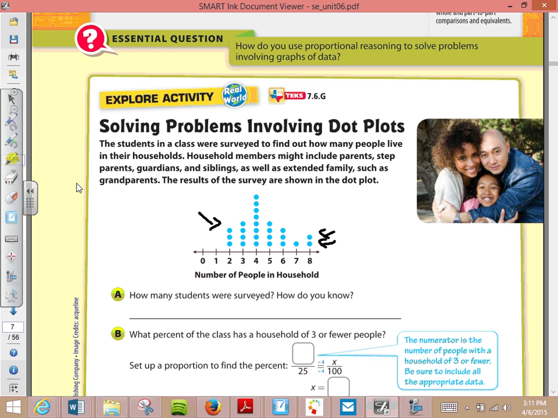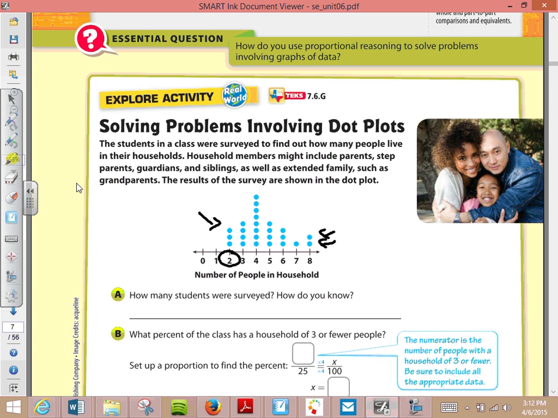So the two people said that they had three people. I'm sorry? That two people said that they had three people remaining. No, that's exactly what it's not. You flipped it. This is not the amount of people that were surveyed.